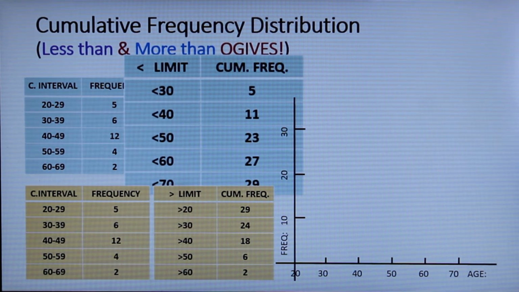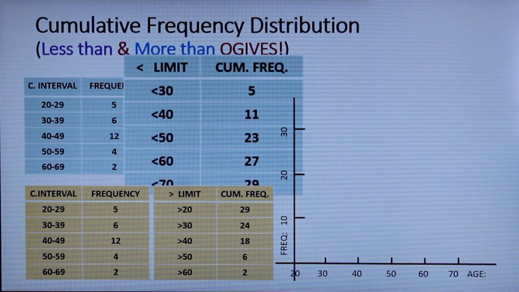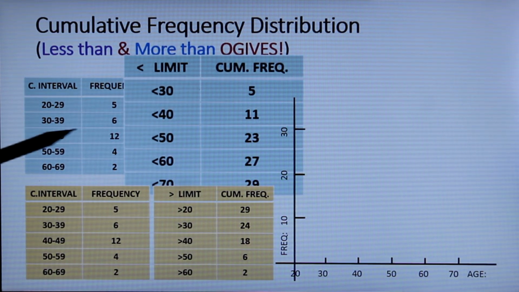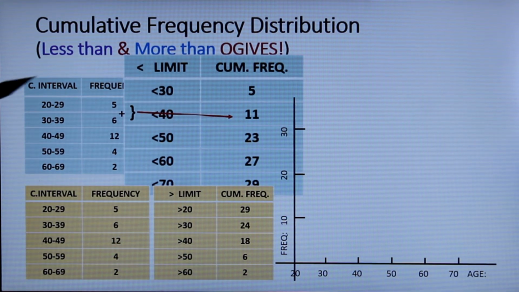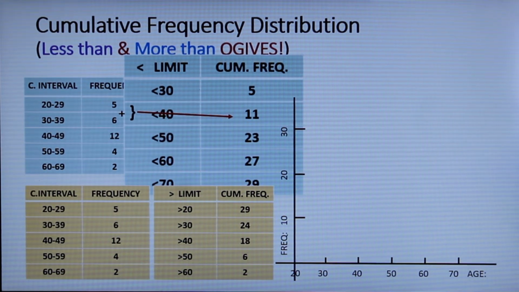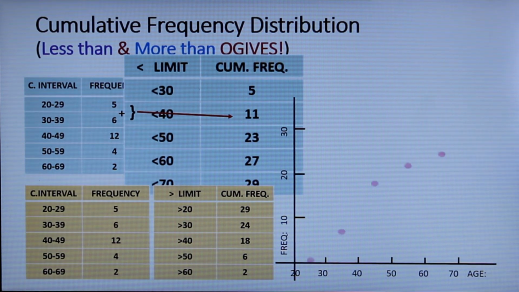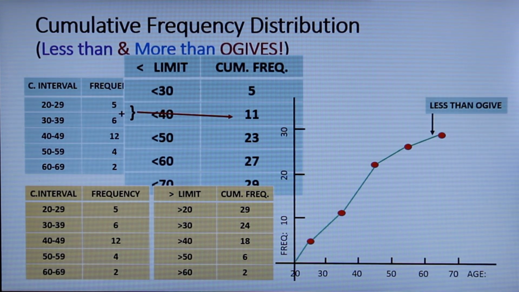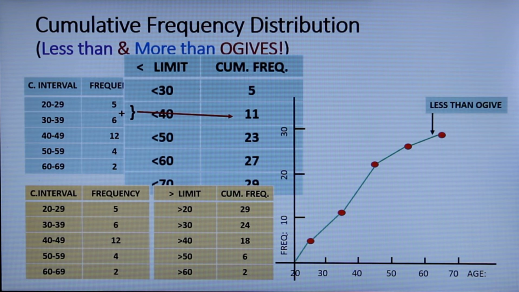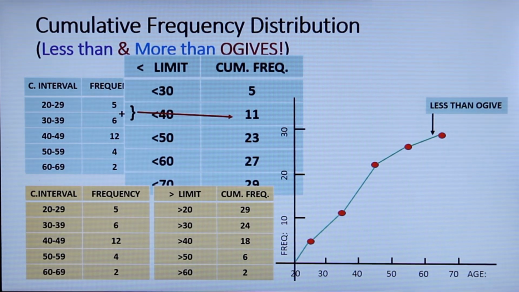Under this, when you consider the age of 20 to 29, it was 5 only. Now with age less than 40, you will find it is 5 plus 6, 11. Likewise, you have to build it up, and this is what is called the less than cumulative frequency distribution, and it is also called the less than ogive. You can see the same is plotted here, and that is the cumulative frequency curve.